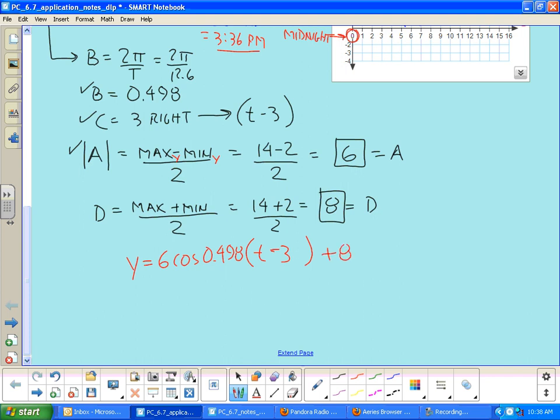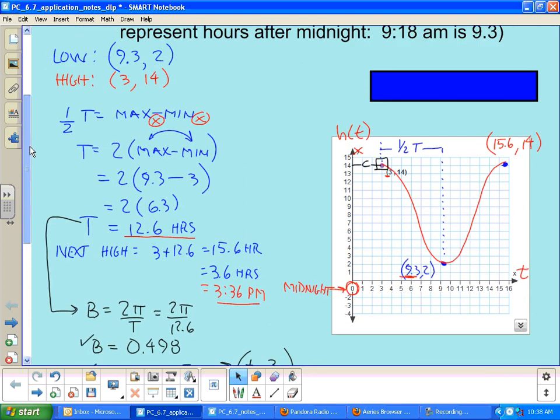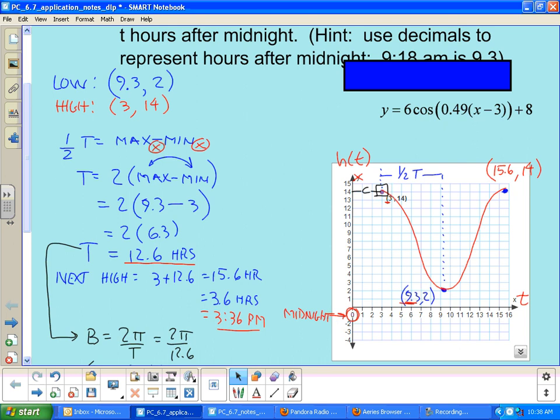Now, there is another way to write it with distributing the 0.498 in. You don't have to do that. Let's see, does it look like the one we have? Oh, look at that. Isn't that amazing? Let's see if it looks the same. Oh, my goodness. It even looks the same.